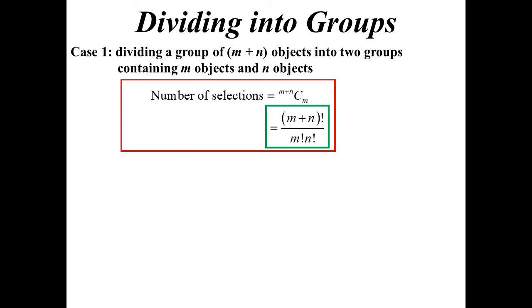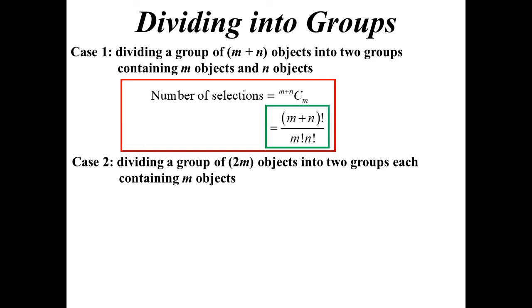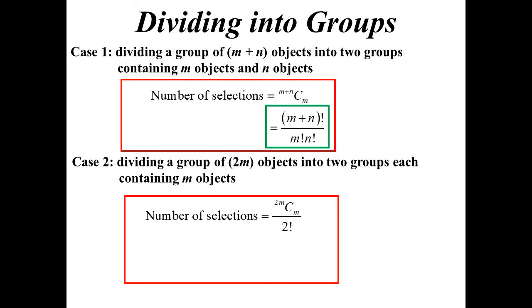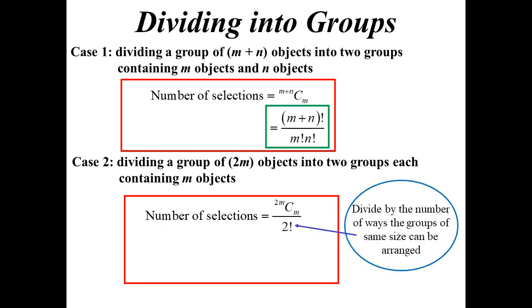So another way of thinking about that is, hang on, what have I got? Total number of arrangements divided by the arrangements within the group. I'm not actually interested in how many arrangements there are, I'm only interested in the group. So I divide out the number of arrangements of each group. Now what happens though in case 2? If I'm dividing a group of 2m objects, but there's 2 groups both of m, I also have to divide it by 2 factorial. We have to divide by the number of ways the groups of the same size can be arranged. And here's the reason why.